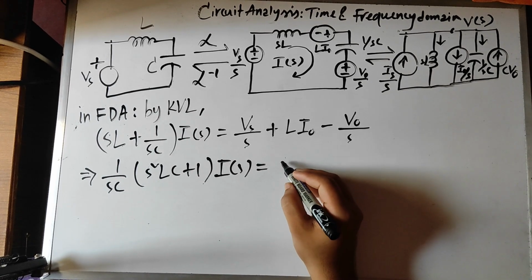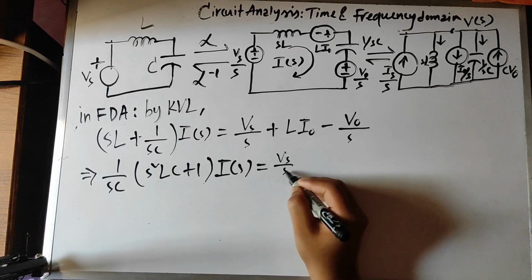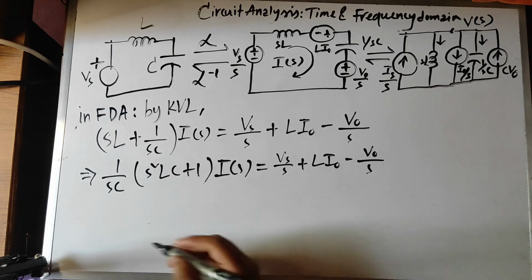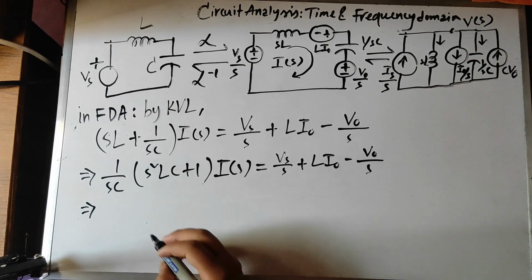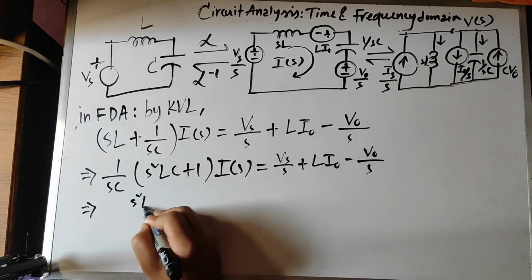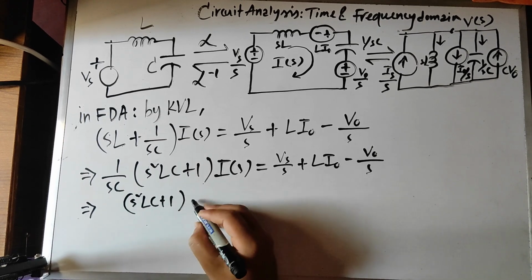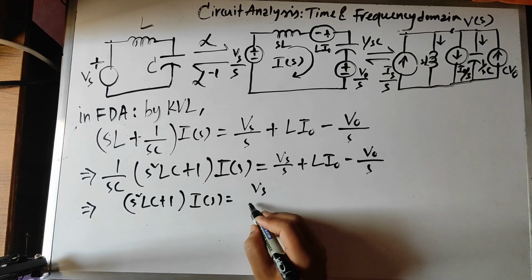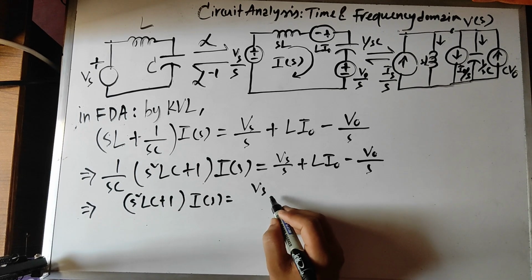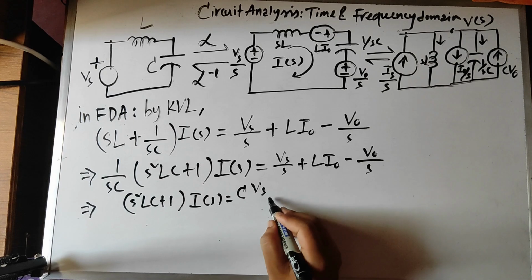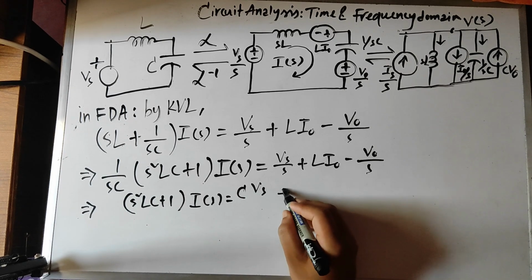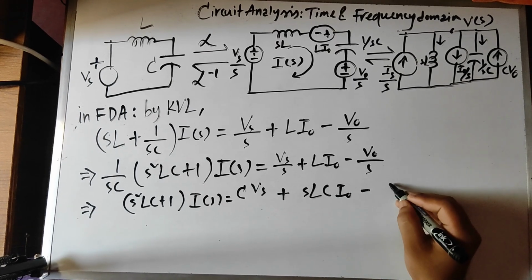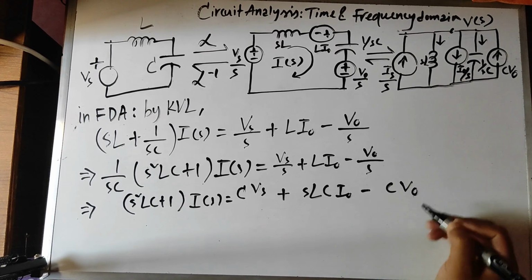Now, Vs/S + L·Io − Vo/S. If we just rearrange this, (S²LC + 1) Is = Vs·C + SLC·Io − C·Vo.